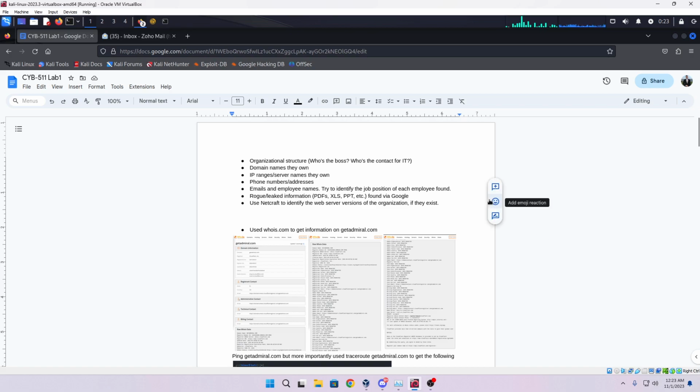It does seem like they already have a pretty hardened target, having been on the website for a while, so finding some information was a little bit difficult, as I'll be getting into, but I think I got about everything. The first thing that I did is I used whois.com to get information about getadmiral.